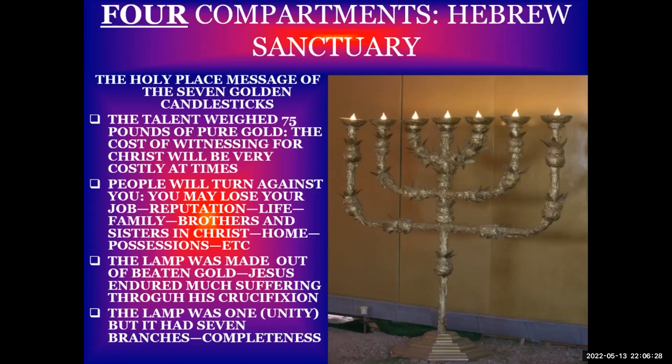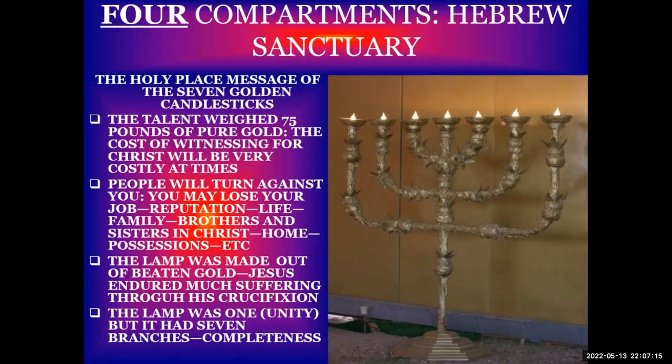The holy place message of the seven candlesticks: the talent weighed 75 pounds of pure gold. The cost of witnessing for Christ will be very costly at times. People will turn against you. You may lose your job, reputation, life, family, brothers and sisters in Christ, home, possessions, etc. The lamp was made out of beaten gold. Jesus endured much suffering through his crucifixion. The lamp was one unit, but it had seven branches of completeness.